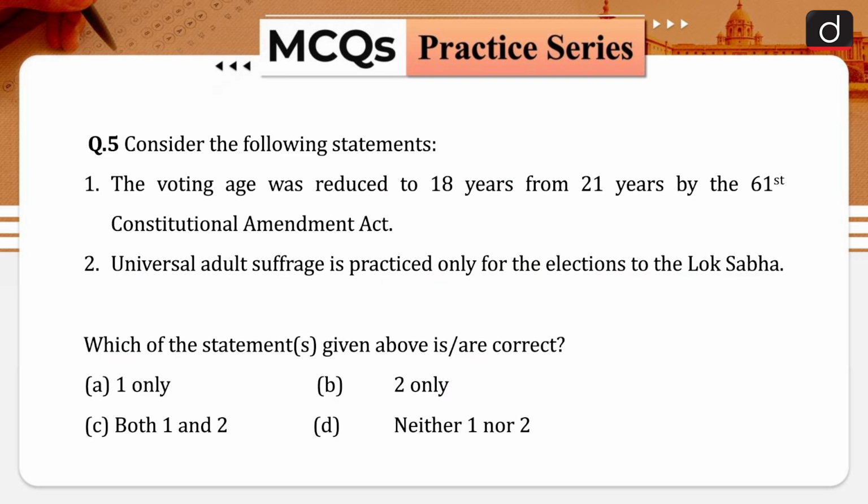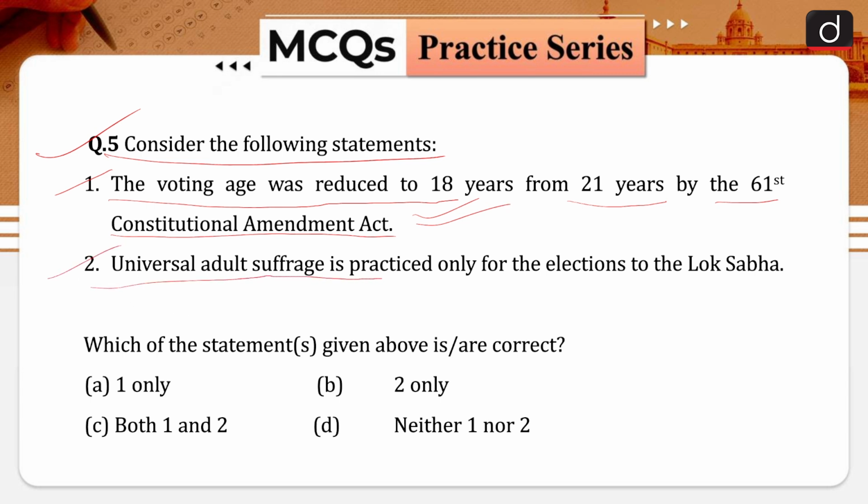Moving forward to our next question, that is question number 5. Consider the following statements. Statement number 1 is, the voting age was reduced to 18 years from 21 years by the 61st Constitutional Amendment Act. Statement number 2 is, universal adult suffrage is practiced only for the elections to the Lok Sabha. Which of these statements given above are correct? Your options are option A is 1 only, option B is 2 only, option C is both 1 and 2, and option D is neither 1 nor 2.